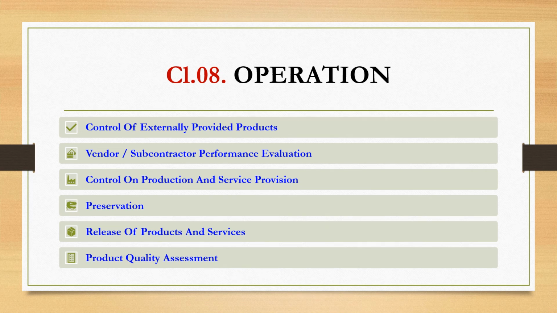Clause 8 Operation. This is a stage for execution, what we planned. So here we will focus on control of externally provided products, vendor and subcontractor performance evaluation, control on production and service provision, preservation, release of products and services, and product quality assessments.